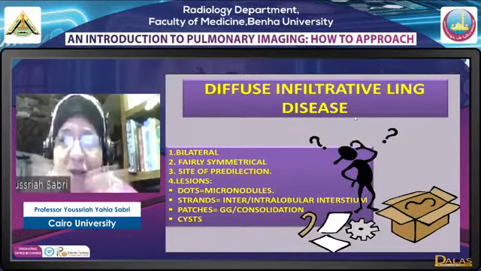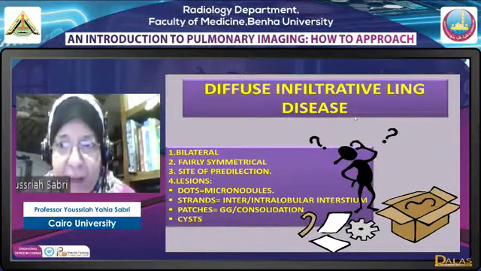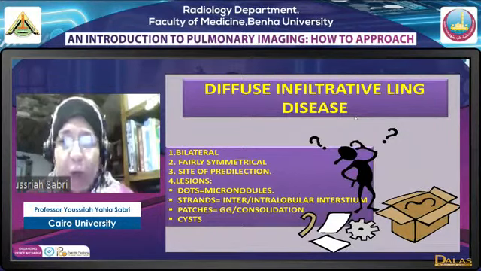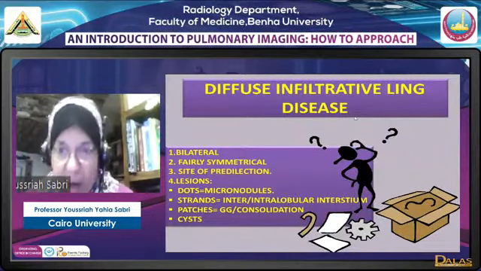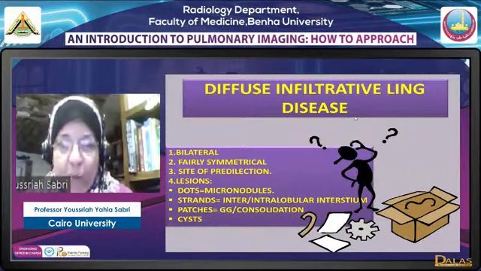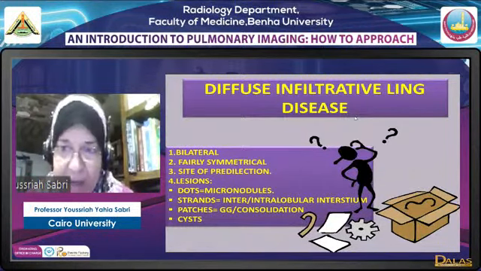Okay, the lesions that we meet in such an entity of disease, we might see dots, okay, and these dots are called micronodules. We might see strains, and these are either inter or intralobular interstitium. We might see patches, okay, ill-defined opacities. Patches are ill-defined opacities.